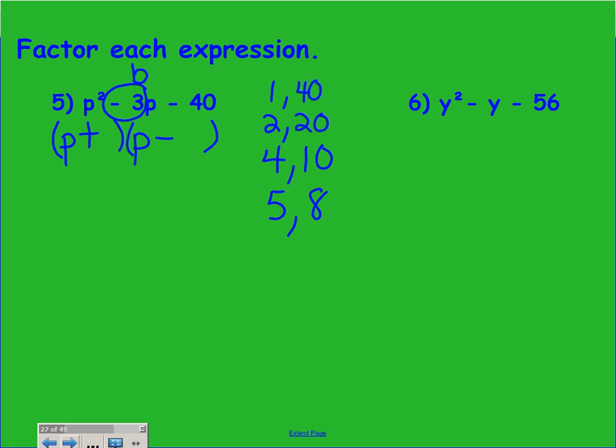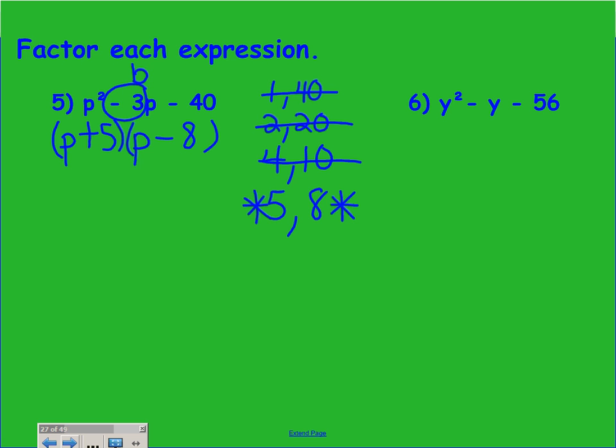Well, 1 and 40, that's not going to get me there. 2 and 20, no way, Jose. 4 and 10, not so much. Ding, ding, ding. I think we have it here. 5 and 8. But I have to think about what's going to give me a negative 3. In order to get to a negative 3, this is going to have to be an 8 because it's negative 8, and then a positive 5. That will get me to negative 3. Isn't this so much fun?